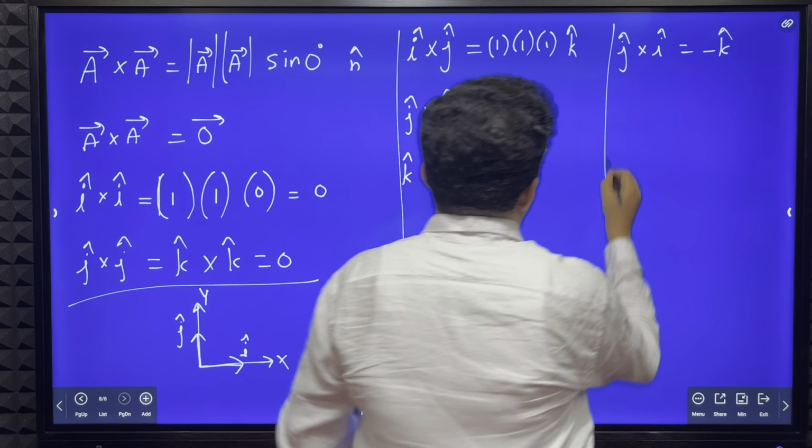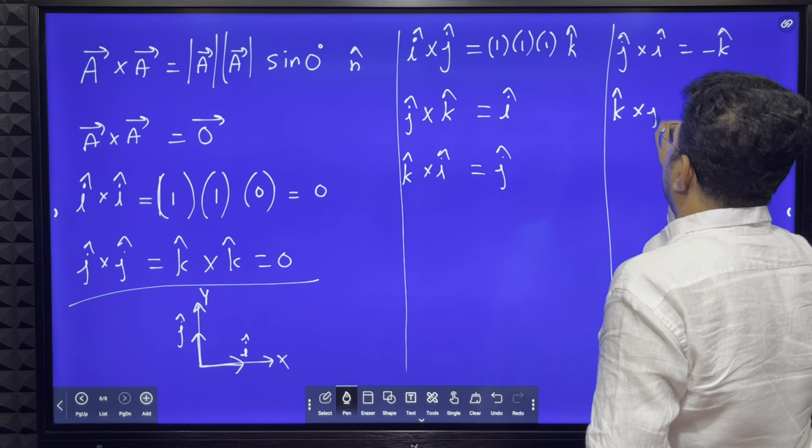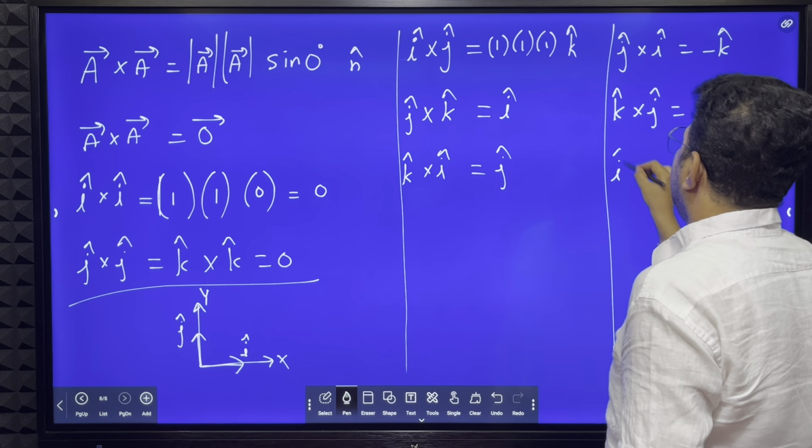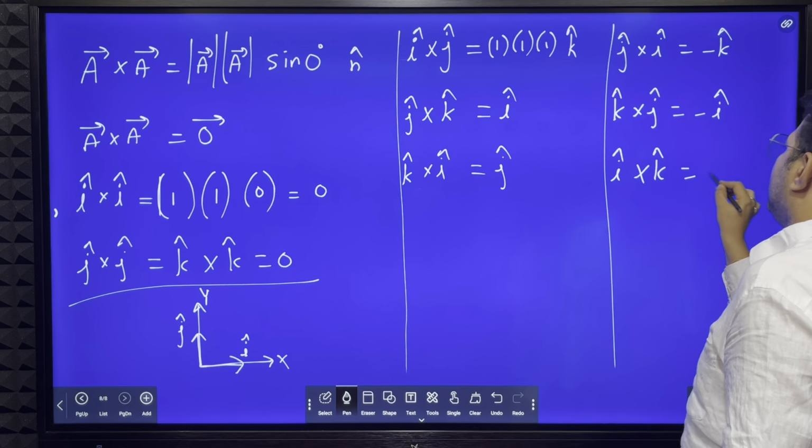Okay, what is k cross j? k cross j is equal to minus i cap. Okay, i cross k is equal to minus j cap.